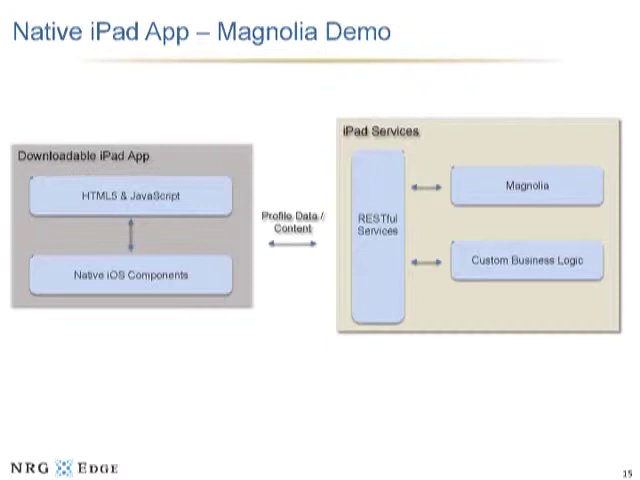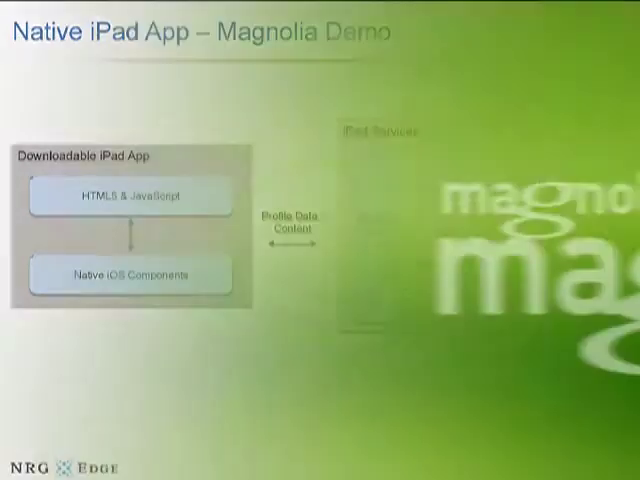Okay, so at deployment time, really what we're looking at here is that you have a downloadable app, of course, that would be in the Apple App Store. And that downloadable app is made up of HTML5 and JavaScript, and also the native iOS components that would go along with it. It communicates to the RESTful services from our framework, and within our framework, we have the Magnolia components and the custom business logic, which is what the application needs to give the users what they're looking for in terms of functionality.